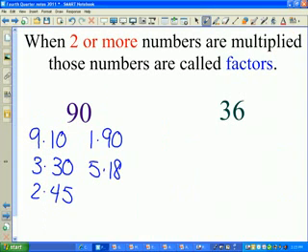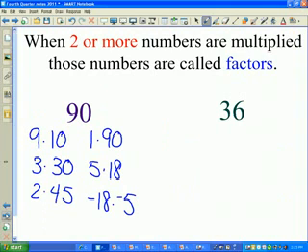So 9 times 10, that's a factor pair for 90. 3 times 30, those are factors for 90. 2 times 45, the factors for 90. And also I can use negative numbers. So if I wanted to say negative 18 times negative 5, those are also factors for 90.